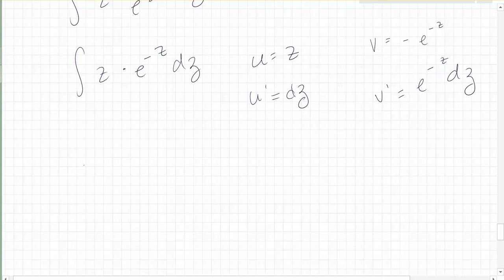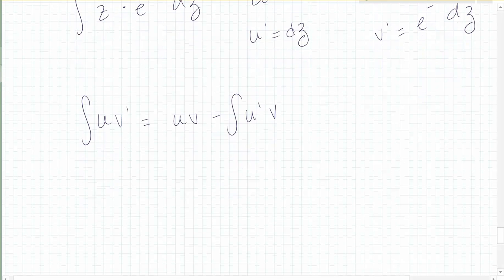Now we take our formula for integration by parts, which is that the integral of u v prime equals u times v minus the integral of u prime v. So we plug in our u's and v's.